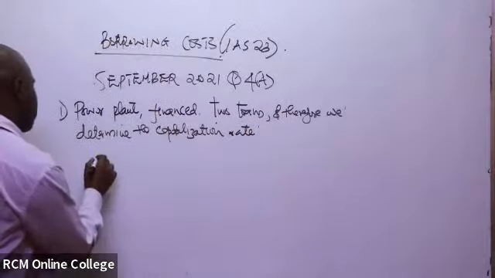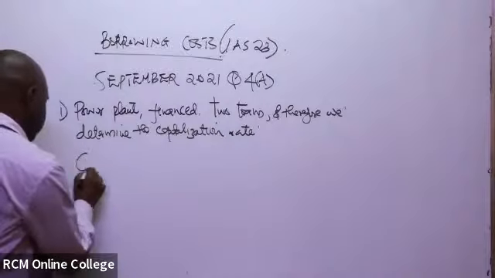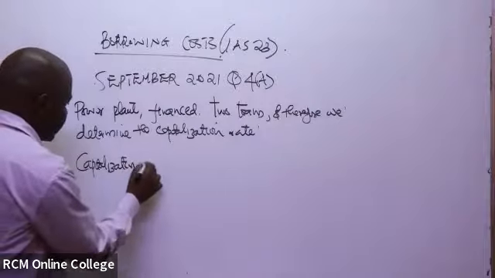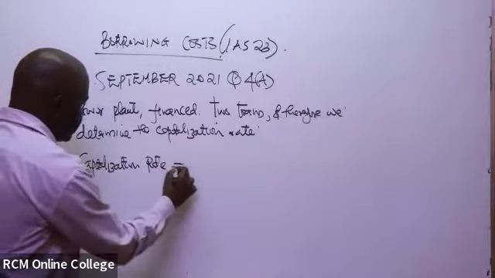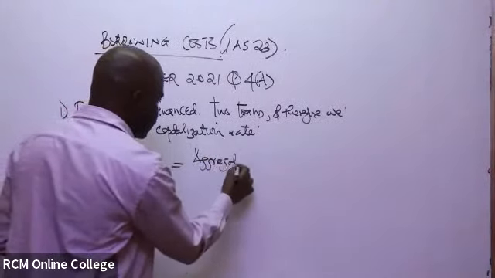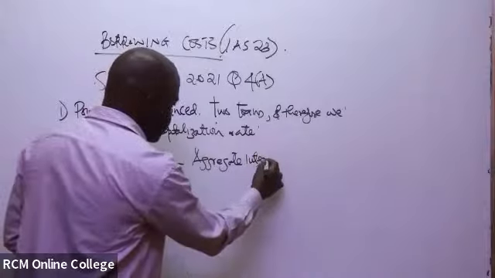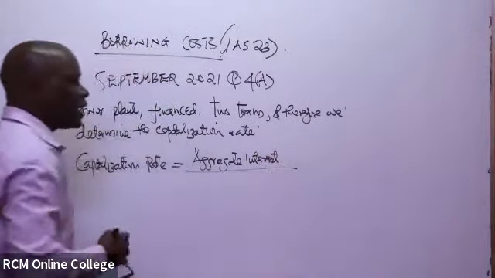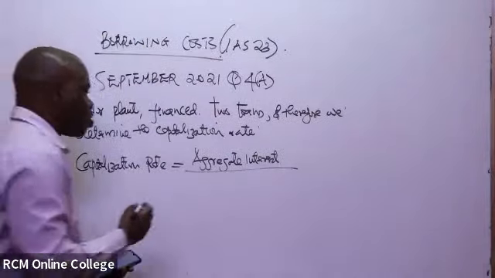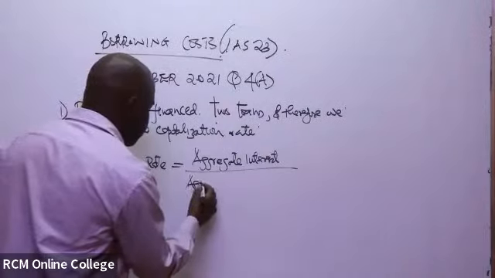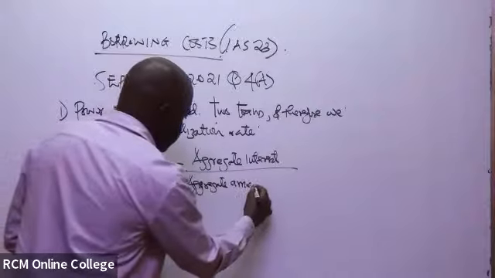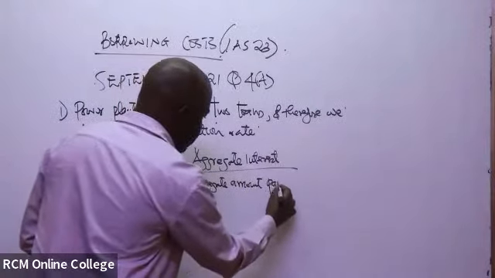So the formula for the capitalization rate, how do you determine it where we have two loans? In this case, you have to take the aggregate interest of the two loans over the aggregate loan amount payable, over the aggregate amount of the loan payable.